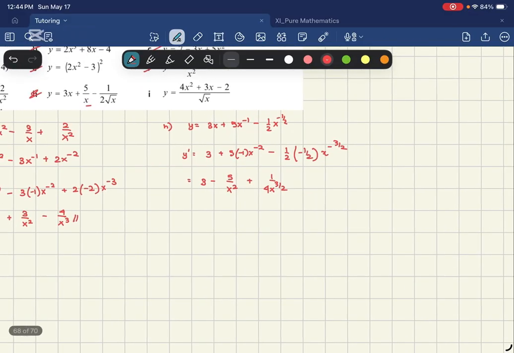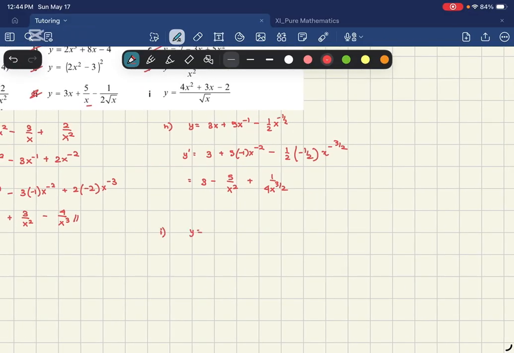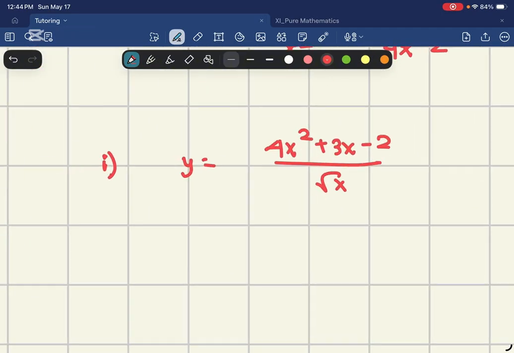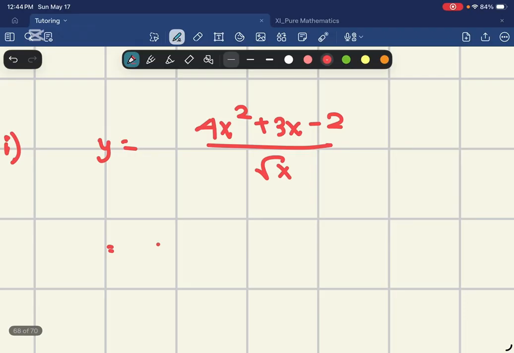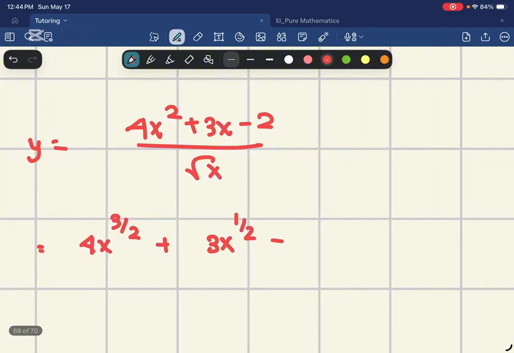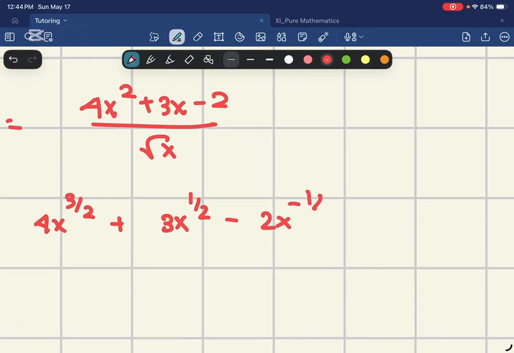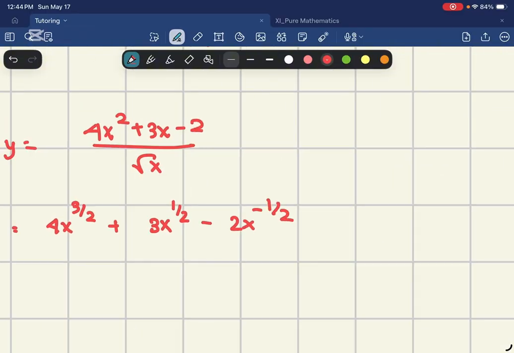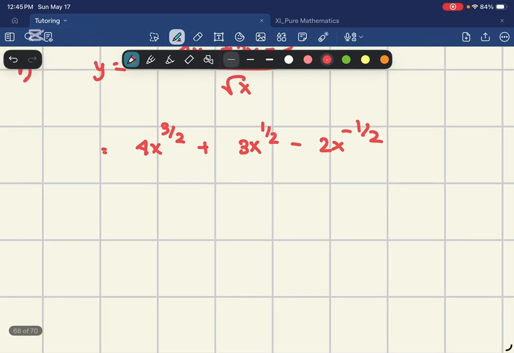And finally, I, you have y is equal to 4x squared plus 3x minus 2 divided by square root of x. So if you divide each term by square root of x, you're going to get 4x to the power 3 over 2, right? This is to the power 0.5. 2 minus 0.5 is 1.5. 1.5 is 3 by 2. Plus 3 square root of x minus 2 over square root of x. And I can actually write this as 3 times x to the power half, minus 2 times x to the power minus half. If you calculate everything out, you're going to get this expression. And now we can differentiate this.